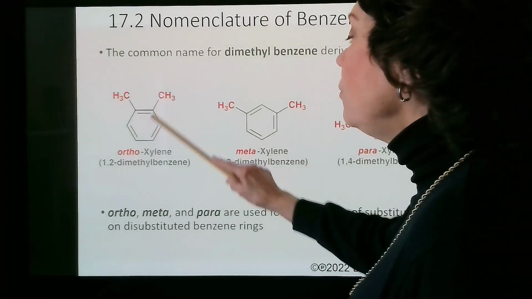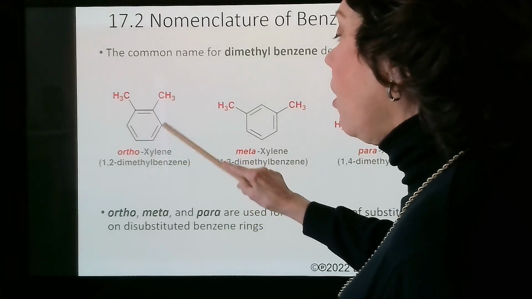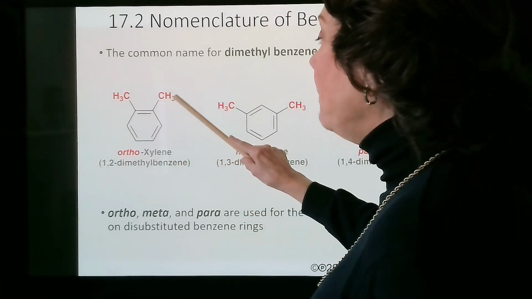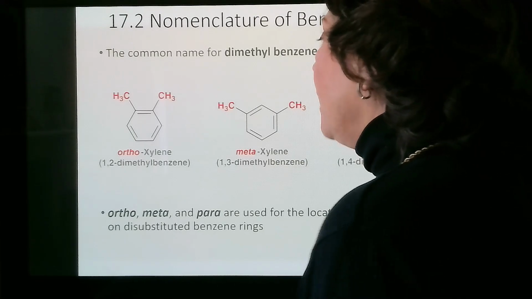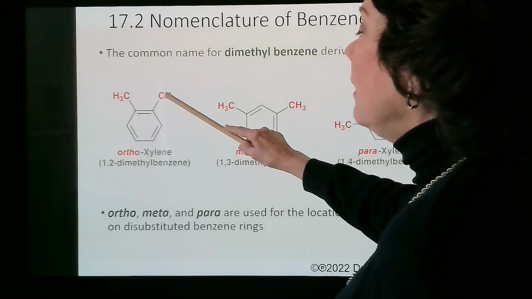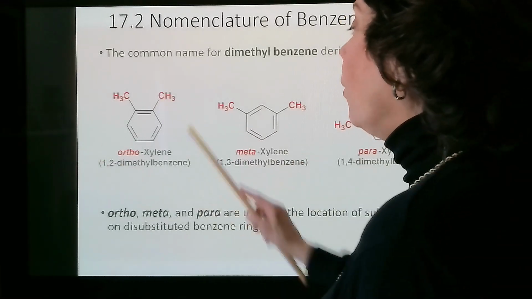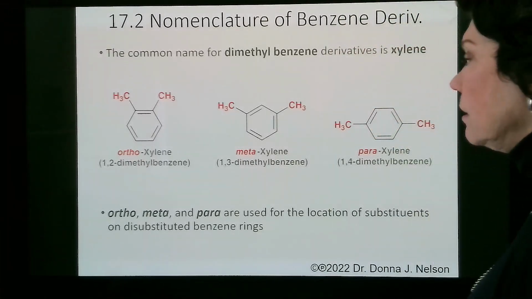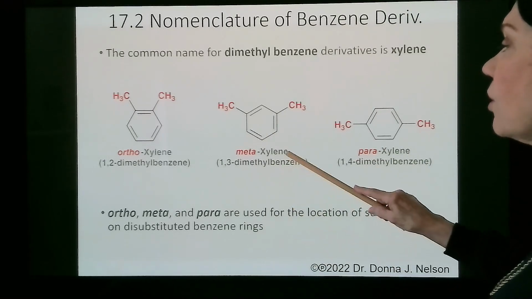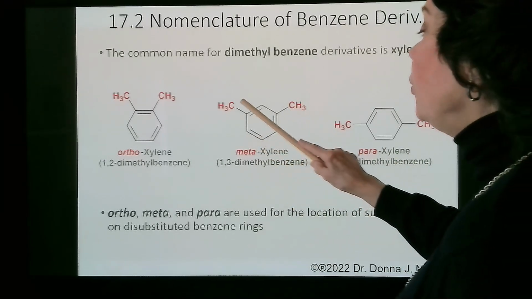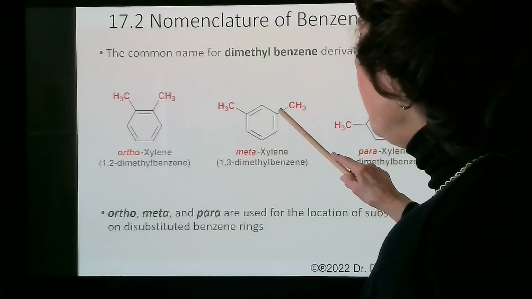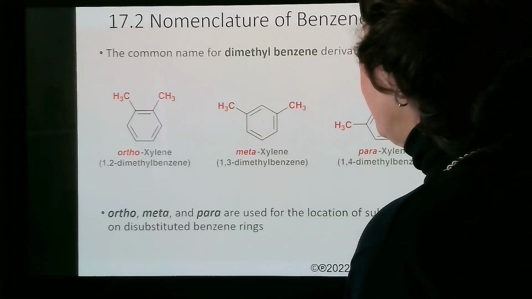So 1,2-dimethylbenzene is called ortho-xylene, and it's said that one methyl is ortho to the other, or you might hear it said that the methyl is in the ortho position, or that the two methyls are ortho to each other. Similarly, this 1,3 substitution pattern is called meta. Similarly, these two methyls would be said to be meta to each other. This methyl is in the meta position respective to the other methyl.